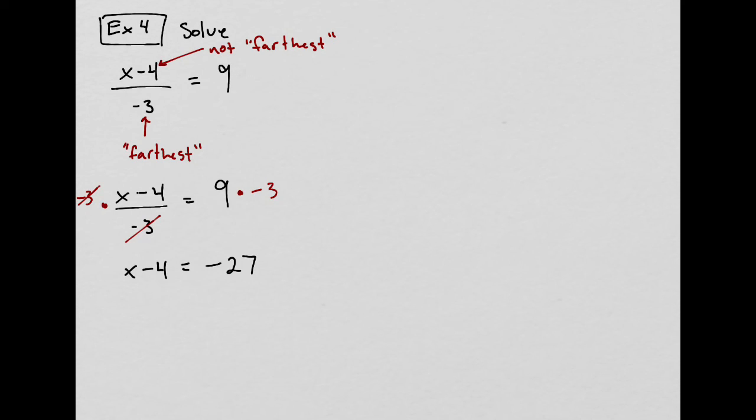Now I'm trying to get the variable all by itself. So this -4 I have to get rid of by undoing the -4. So that's +4 and +4. So I'm moving it that way. So that cancels out. I'm left with x on the left side. And then we get -27 plus 4. So we have 27 negatives and 4 positives. We have a lot more negatives than positives. How many more? So we just subtract 27, 26, 25, 24, 23. So the answer here is -23.